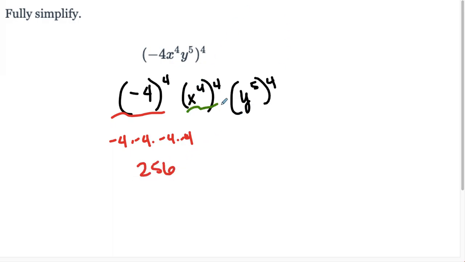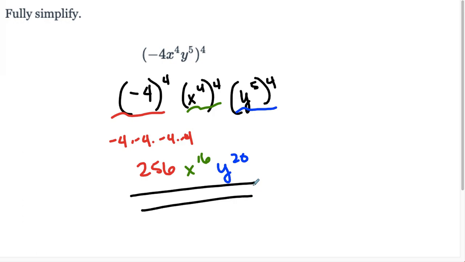Okay, and then this is x to the fourth power to the fourth power becomes x to the 16th power, and then this is y to the fifth power to the fourth power becomes y to the 20th power. And this is your final answer. Okay, and that is how you raise power to a power.